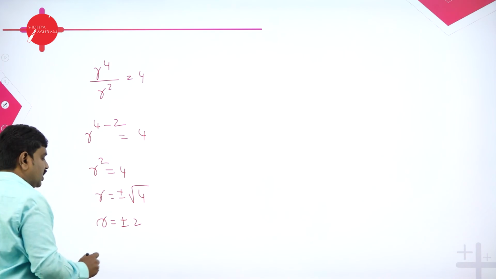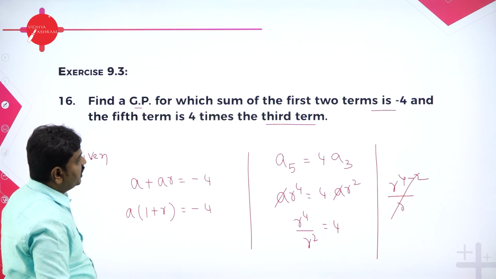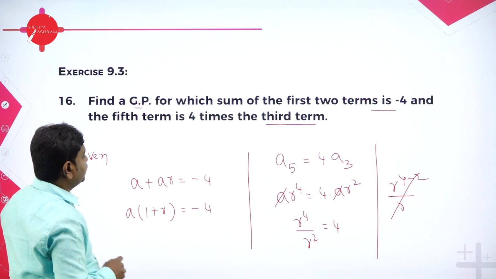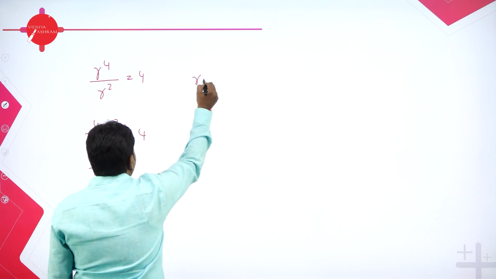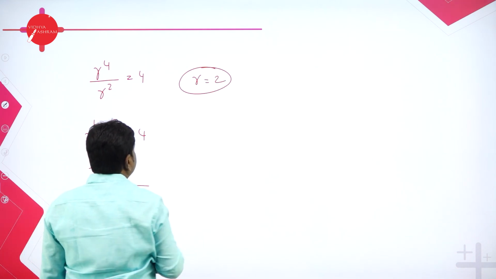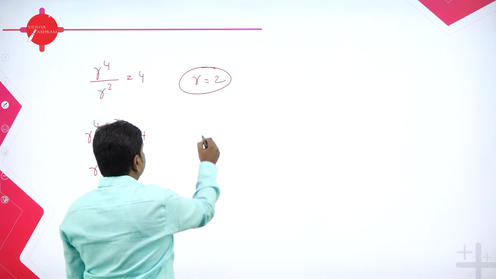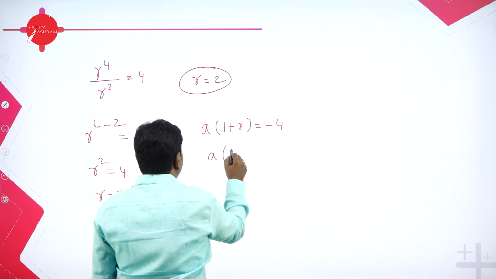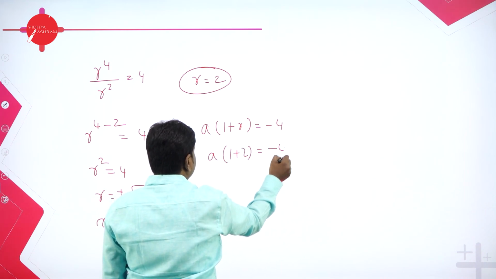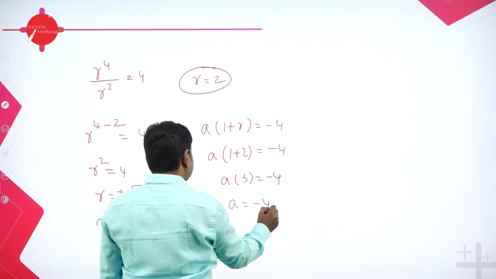Common ratio, we get two values. And what else do they want? Find the GP. So there are two possibilities. I'll take positive 2, R I'll take 2. Then I'll substitute in the first equation. A into 1 plus R is minus 4, right? So A into 1 plus 2 is minus 4. So A into 3 is minus 4. A is minus 4 by 3.